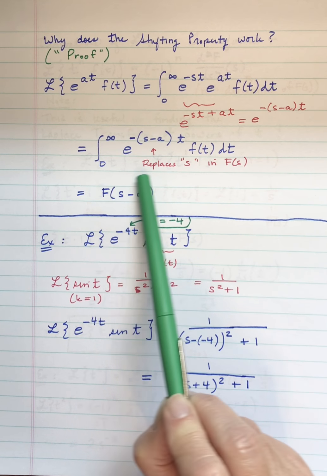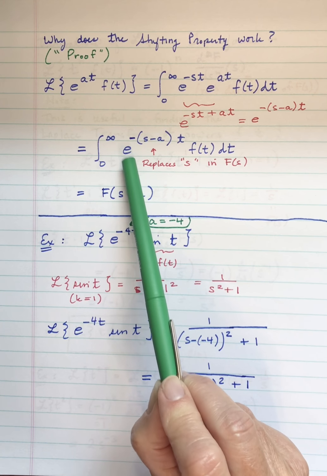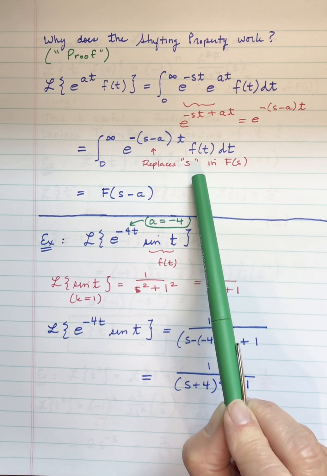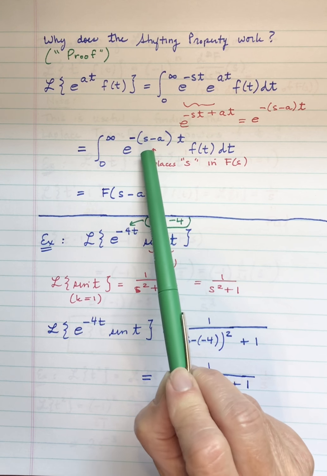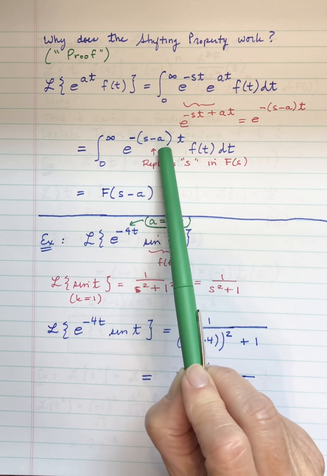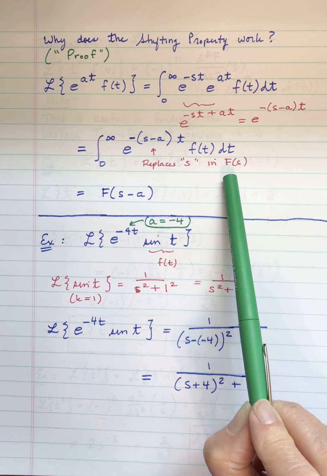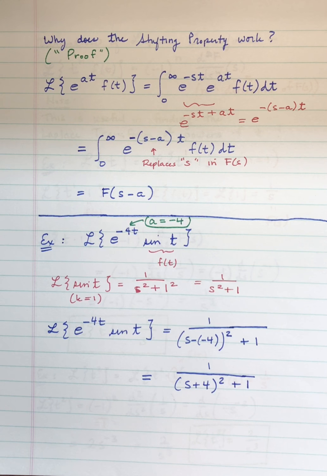So when you look at that, the improper integral from 0 to infinity, e to the minus s minus a, this is the definition of the Laplace transform, but in the place of s, this expression here, s minus a, is replacing the s in your Laplace transform. So that's all the shifting property means. It's just a simple little calculation with an integral. All right, let's do a few more examples.